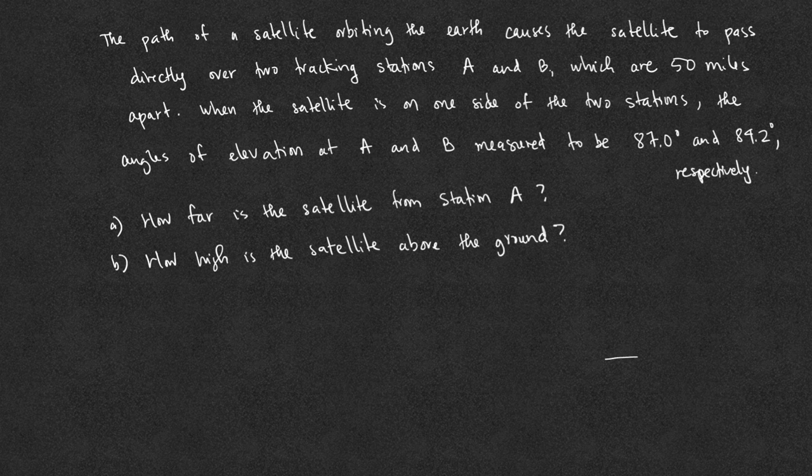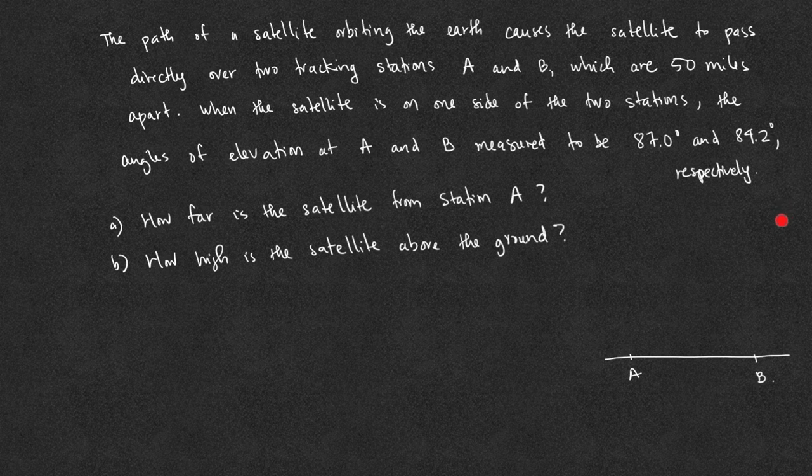We assume that the two stations are on the ground level, A and B. Since we were told that the angles of elevation at A and B measured to be 87 and 84.2 respectively, meaning from A and B looking up at the satellite, the angle of elevation from A, 87, is larger than the angle of elevation measured from station B. Another piece of information is that the satellite is on one side of the two stations, so we need to either draw the satellite on the left-hand side of A or on the right-hand side of B.